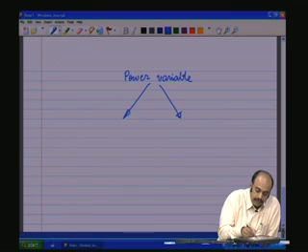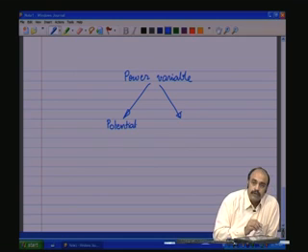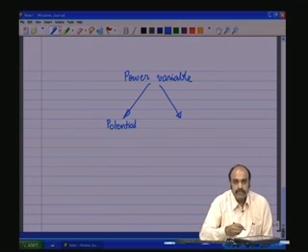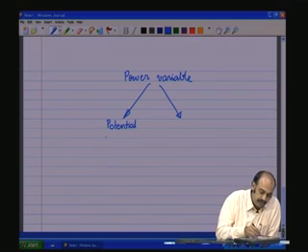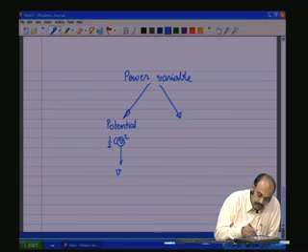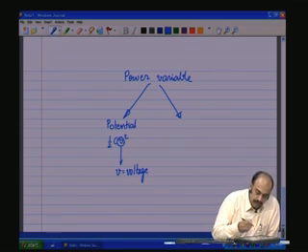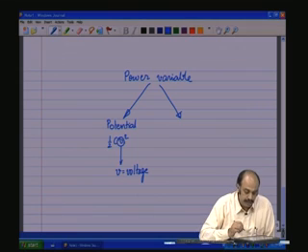So, one of the power variables is called the potential variable, which enables storage of energy in the potential form, like half C V square, and that variable V, which is voltage in the electric circuit, is the potential variable.